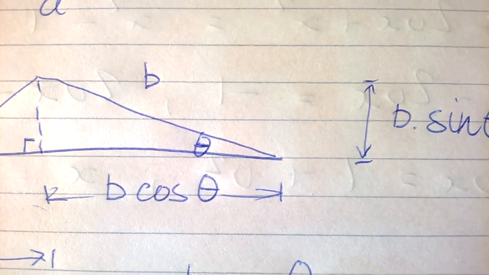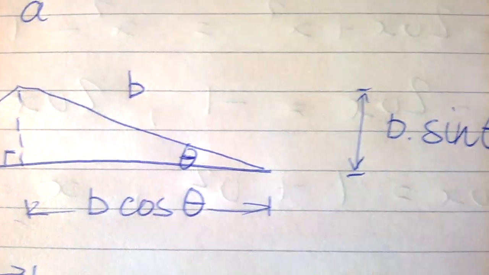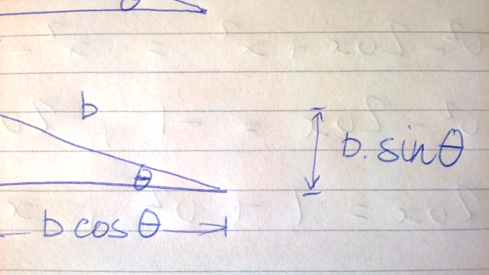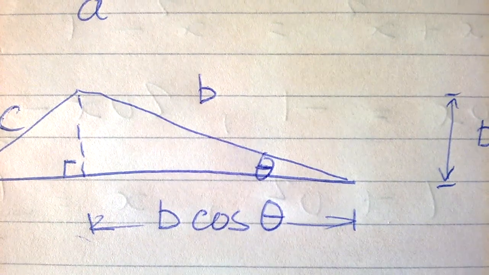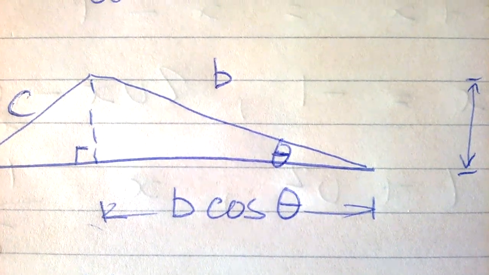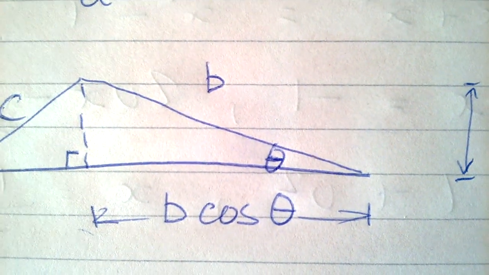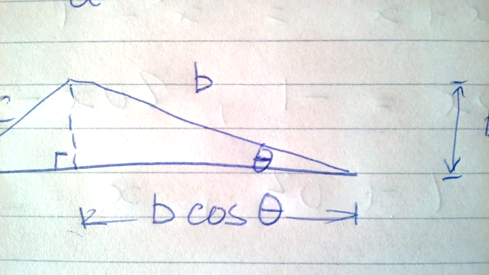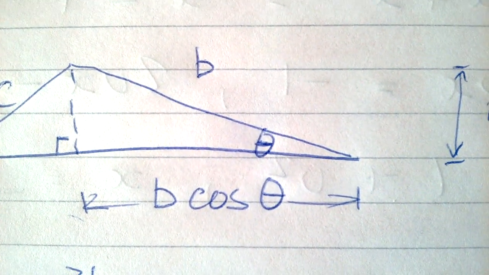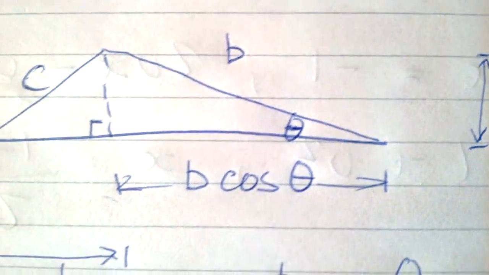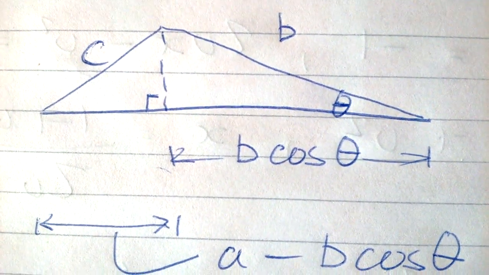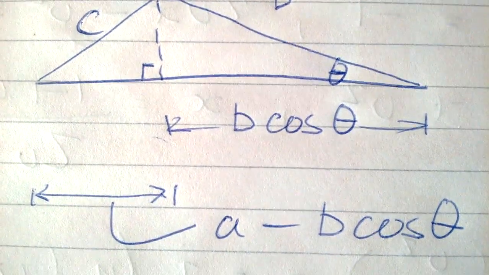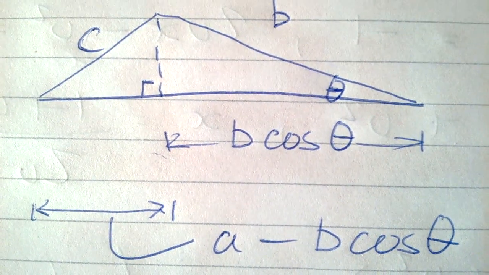So the second line that I've drawn, we can see that the height of this line is b times sine theta. And then in the right-hand triangle that I've caused, the length of the base of that right-hand triangle is b cos theta, which I've subtracted from the overall length a. So on the left-hand triangle, I've got the same height, b sine theta, and the base is a minus b cos theta.